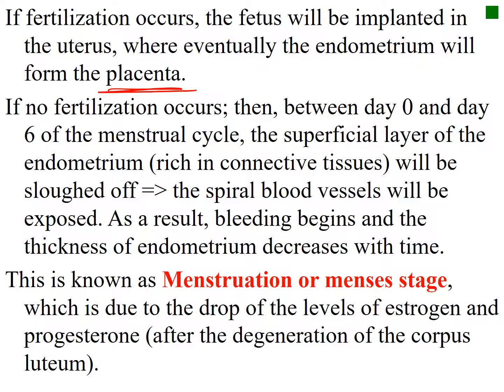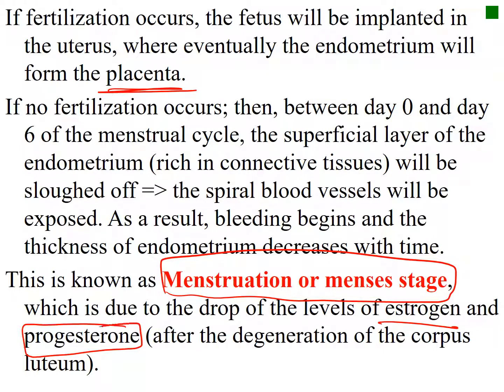If there is no fertilization, then between day 0 and day 6 of the menstrual cycle, the superficial layer of the endometrium is going to be sloughed off, the spiral blood vessels will be exposed, and as a result, the thickness of the endometrium will decrease with time. This gives what is known as menstruation, or the menses stage, which is due to the drop in the levels of both hormones, estrogen and progesterone. This is due to the degeneration of the corpus luteum into the non-functional corpus albicans, also known as the white body.